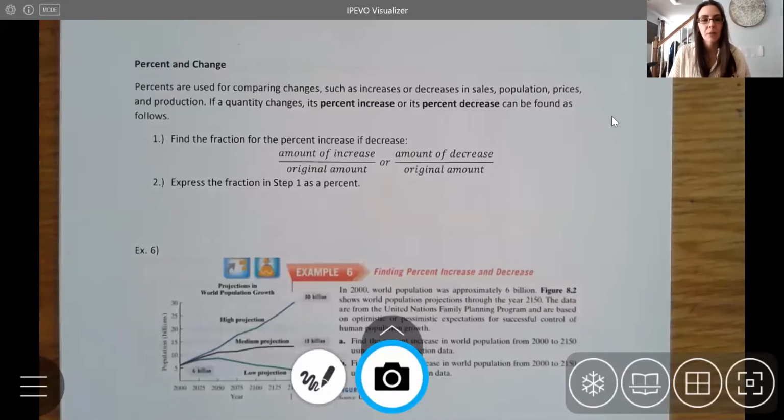All right, let's keep going with percent and talk about percent and change. So percents are used for comparing changes such as increases or decreases in sales, population, prices, and production. And if a quantity changes, its percent increase or percent decrease can be found using the following formula.